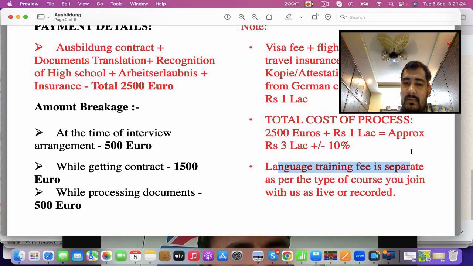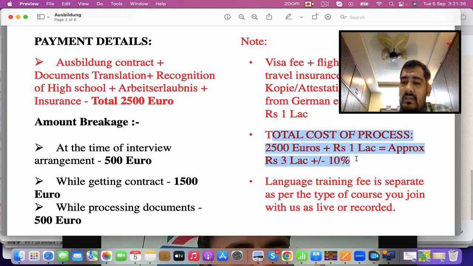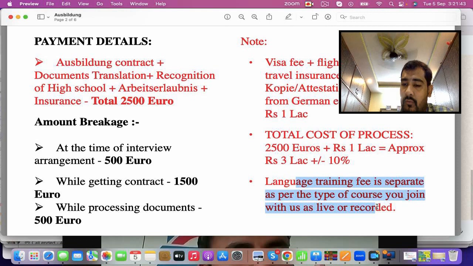So that is separate. This is the fees which I have told you, which is excluding the language. Apart from this, there is not even a single rupee extra, any hidden expense, nothing is there. So please be clear with your financials. This is the budget, 3 lakh rupees approximately, plus your language training. Language training you can do from anywhere.